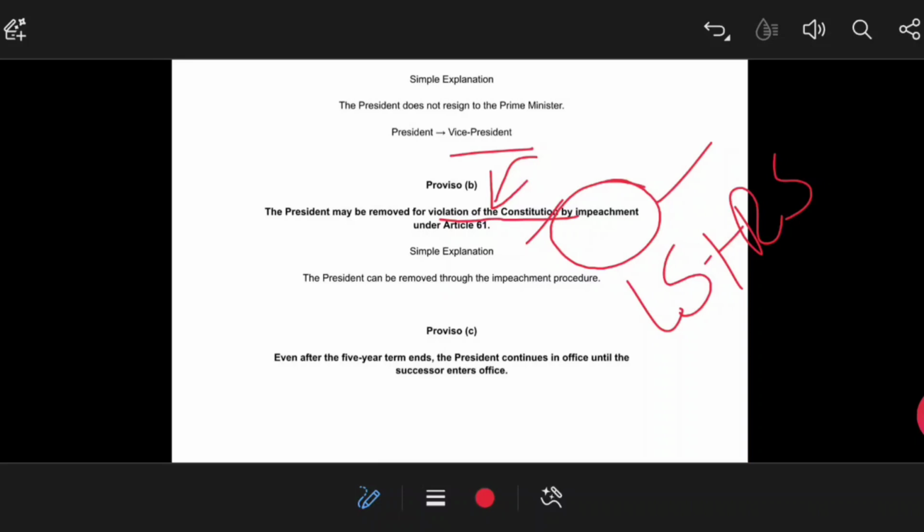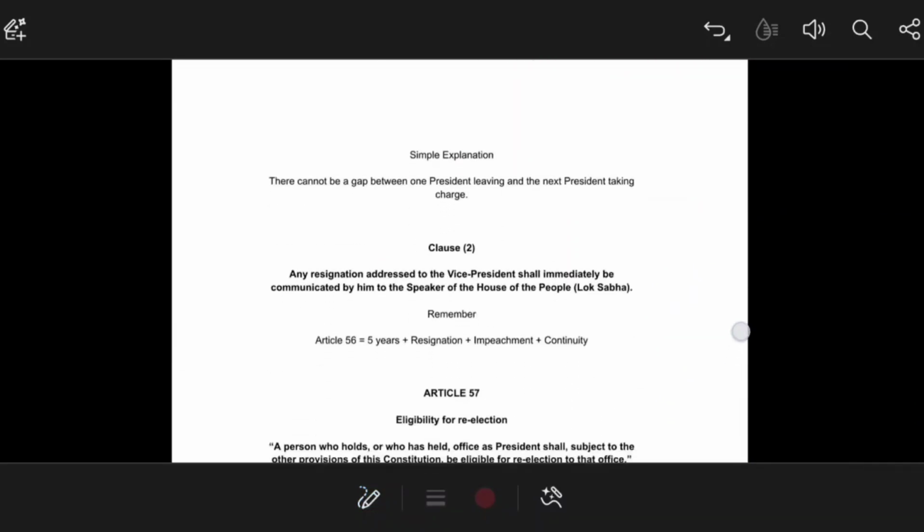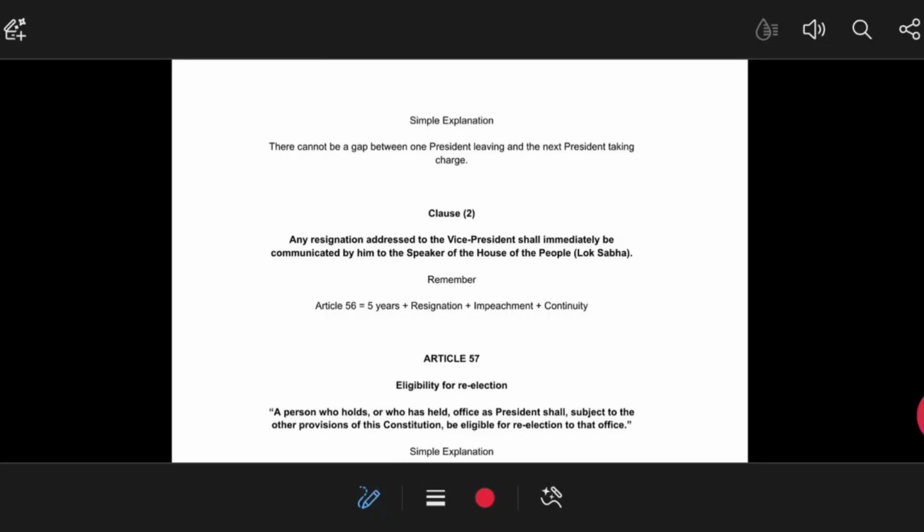Okay, and even after the end of 5 years, the president will continue in their office unless his or her successor enters office. That is the simple meaning, that yes, the president can act beyond 5 years. How? Unless his or her successor enters office. That is the basis of this article. But there can't be a gap between one president leaving and the next president taking charge, that I have discussed.